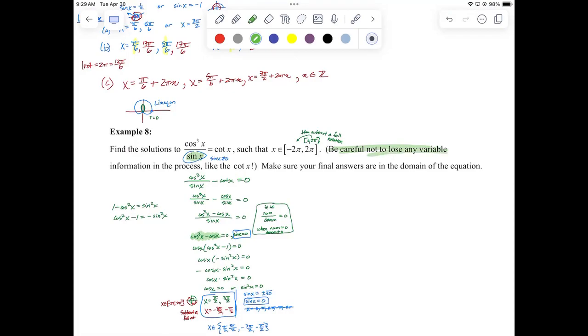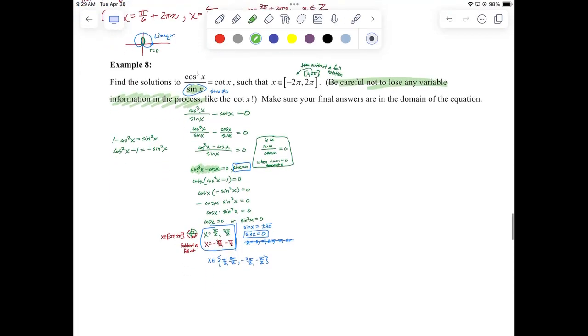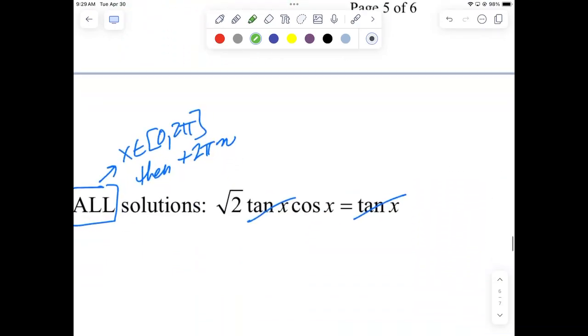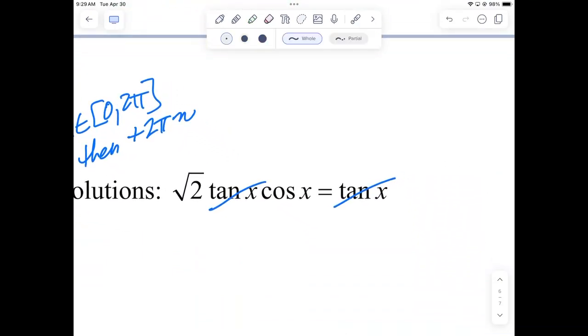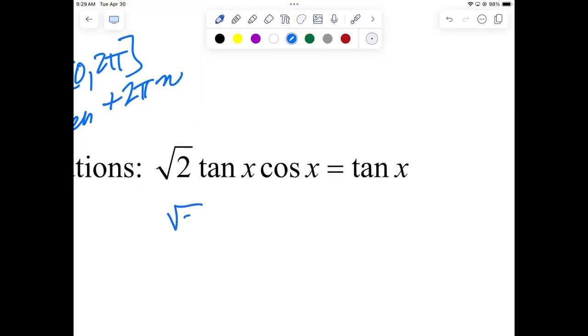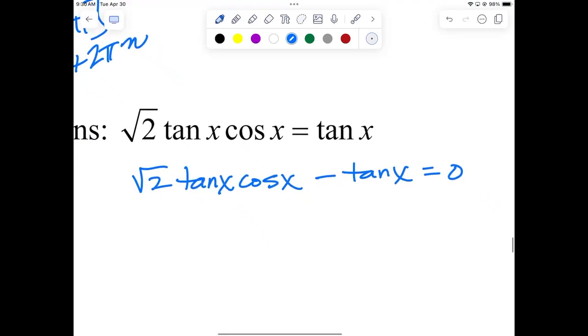Be careful not to lose any variable information in the process. If you ever lose variable information from an equation, you're losing solutions. So don't do that. My first step, since I have variables on both sides, is to get everything on one side and set it equal to 0. Once it's equal to 0, our goal is to factor it.